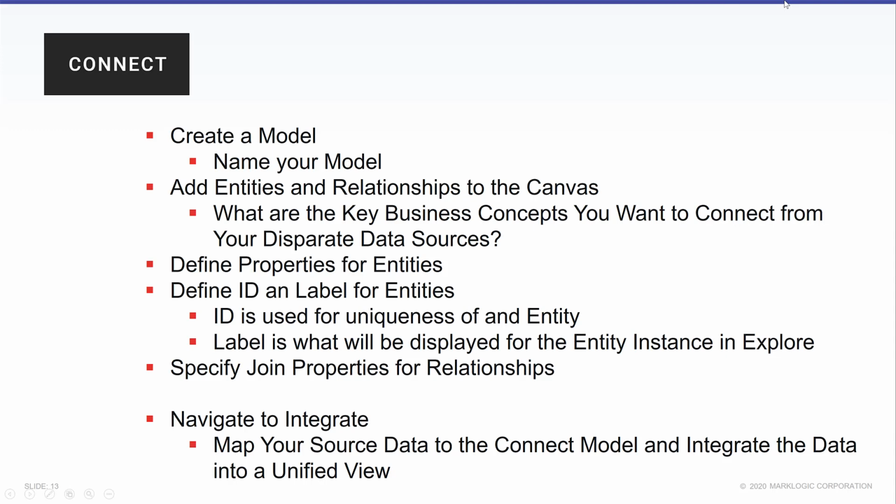So to review, when you go to Connect, first create a model and give it a meaningful name. Add entities and relationships to your canvas next. Think of these as the key business concepts you'll want to connect and be able to interrogate from your disparate data sources. Go define the properties for those entities. Now define an ID and label for those entities. The ID is going to be used, what is the uniqueness of this particular entity? What's the property I want to use to define uniqueness? And the label is what will be used in the entity instance in Explorer when we look at the graph view. Finally, go specify the join properties for those relationships by editing the relationship. And that's it. It's that simple. Next, we go integrate data and integrate.